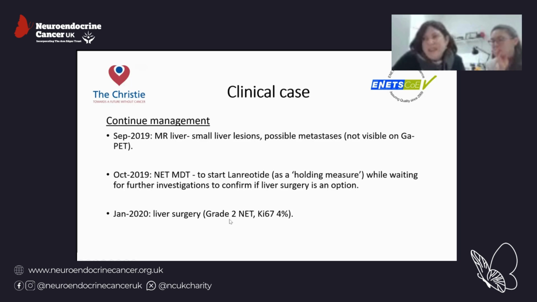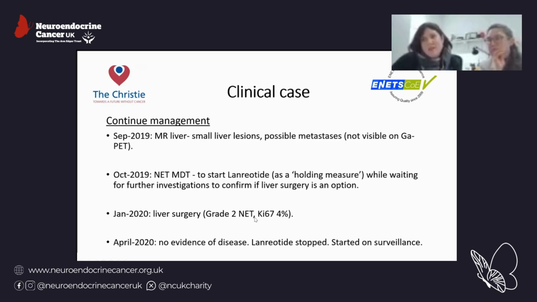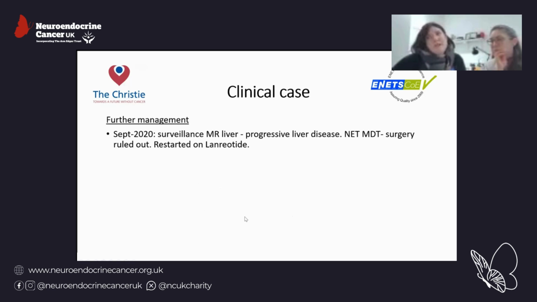And interestingly, the histology from that revealed a grade 2 NET with a Ki67 of 4%. So in April 2020, the imaging revealed no evidence of disease, and the lanreotide was stopped, and the recommendation was for surveillance. So following on that, they carried on with the surveillance imaging, and unfortunately, when they had the next scan, an MRI scan, it revealed progressive liver disease. Surgery was ruled out, and the lanreotide was restarted.